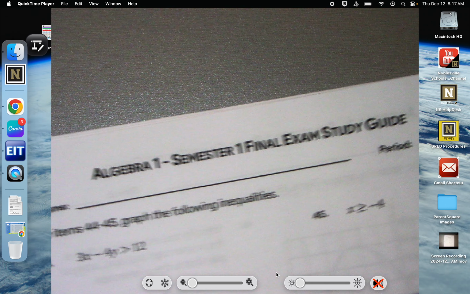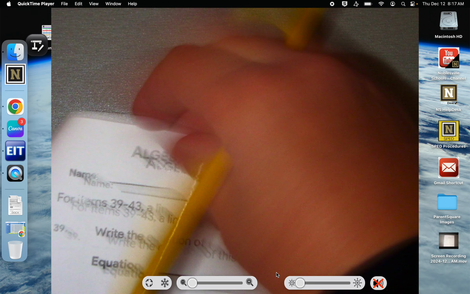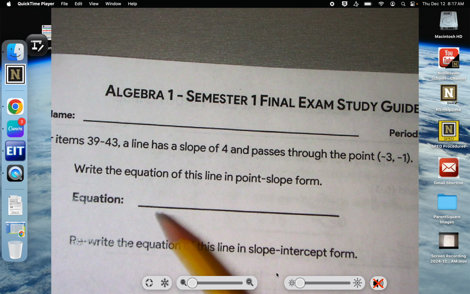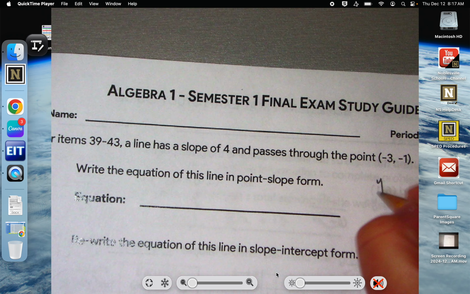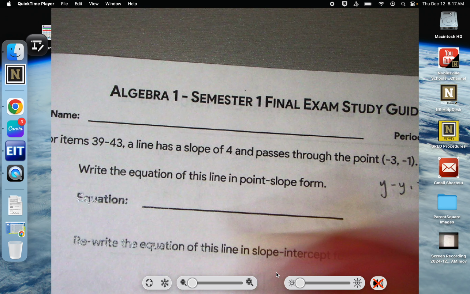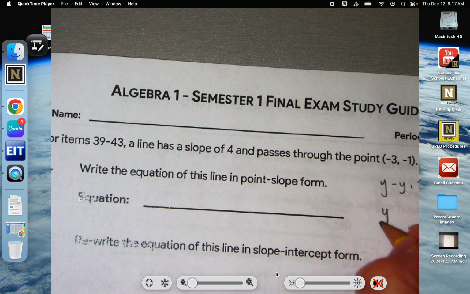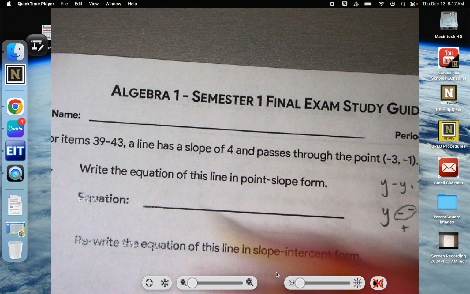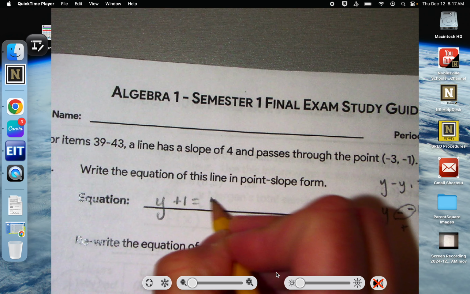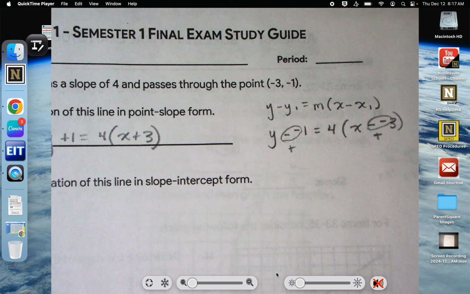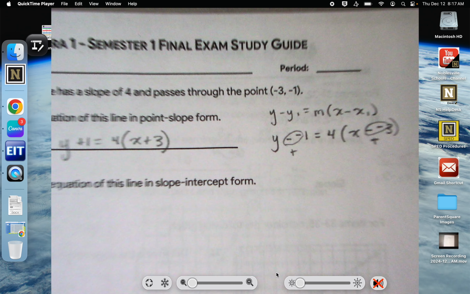Next page. Number 39. For items 39 through 43, a line has a slope of 4 and passes through this point. Okay, write the equation in point slope form. Remember, point slope form is y minus y1 equals m times the quantity x minus x1. So we're really just going to use the points. So we would have y minus -1, which remember turns to positive, equals 4 times the quantity x minus -3, which again turns to a positive. So to properly write this, I would say y plus 1 equals 4 times the quantity x plus 3. And then I stop. I don't have to do anything else there because that is point slope form. Okay, they want it left like that.